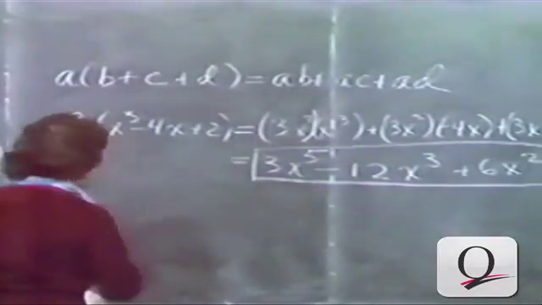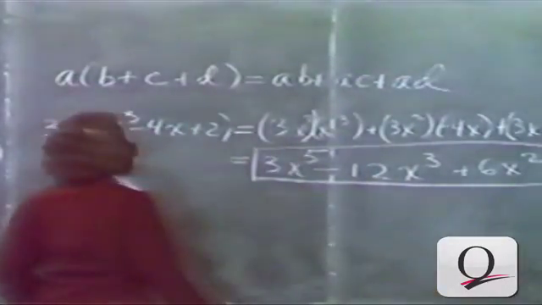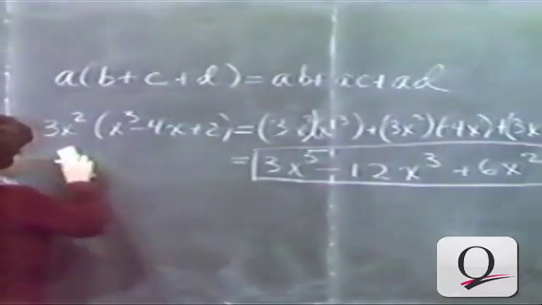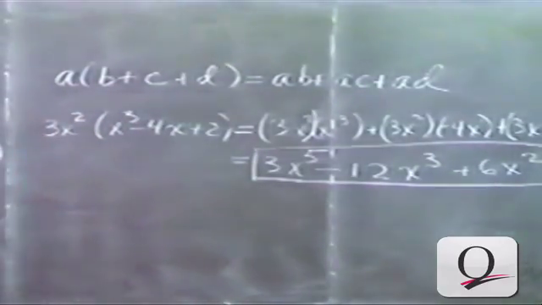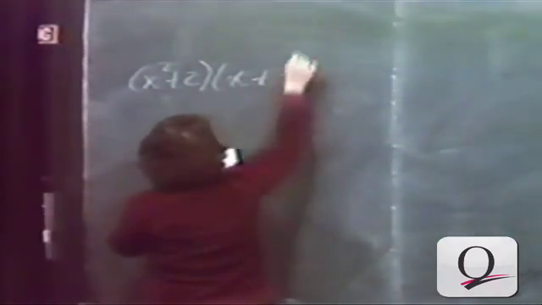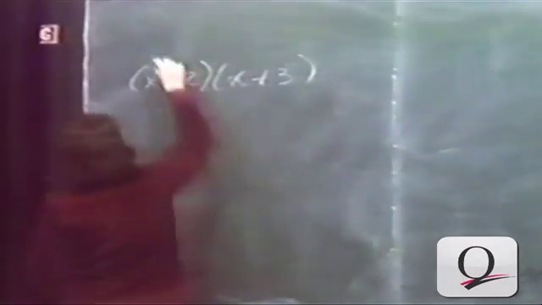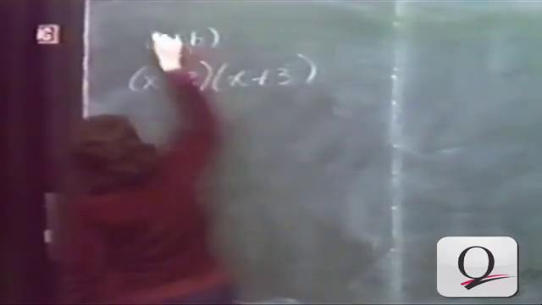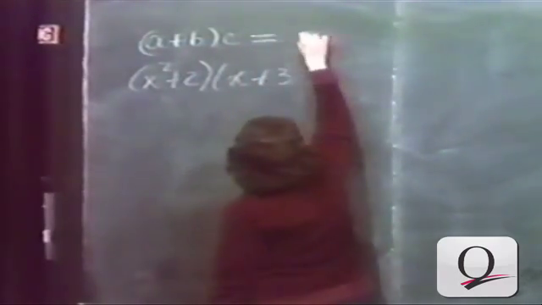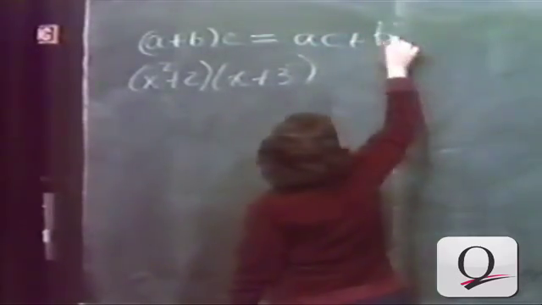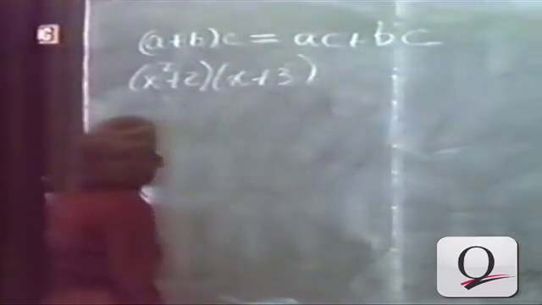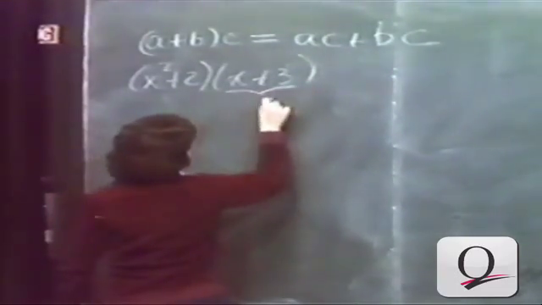Let's try a fairly simple example. We're going to multiply a binomial by a binomial. That is a two-term polynomial by a two-term polynomial. We can do that over here. So we want to multiply x squared plus 2 times x plus 3. Okay, we can think of this as a plus b times c, which of course would give you ac plus bc using the distributive law. Whereas I'm going to group these two together, x plus 3, and make this like the c.